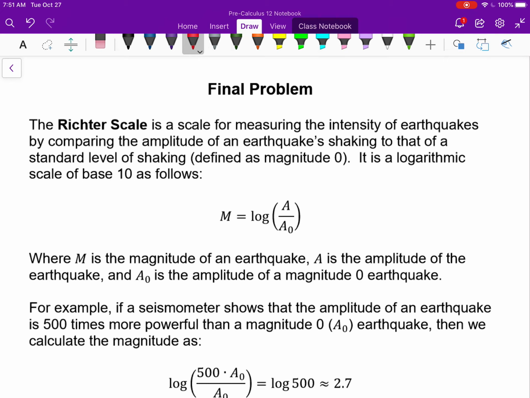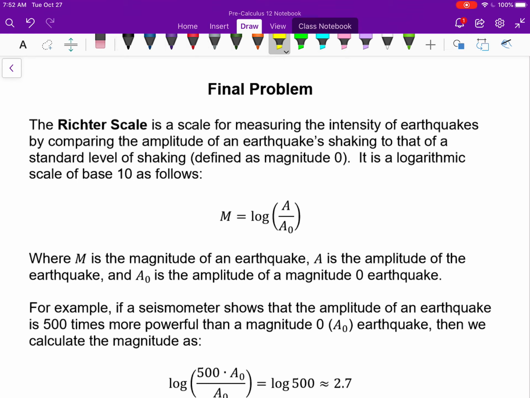And so this is a math class, though, not a seismology class. So most of what I'm interested in, in fact entirely all that I'm interested in with a question like this, is that you understand the impact of the logarithm and how to work with it. I don't really care about a lot of the details of what I say right here, for example, which is that the Richter scale is a scale for measuring the intensity of earthquakes by comparing the amplitude of an earthquake shaking to that of a standard level of shaking, defined as magnitude 0. That last part doesn't really matter too much for what we're going to do here.